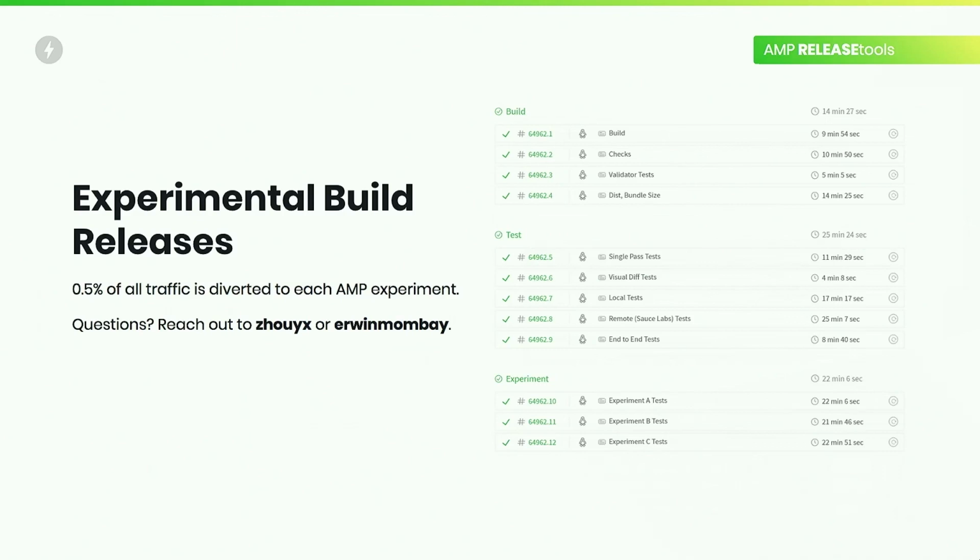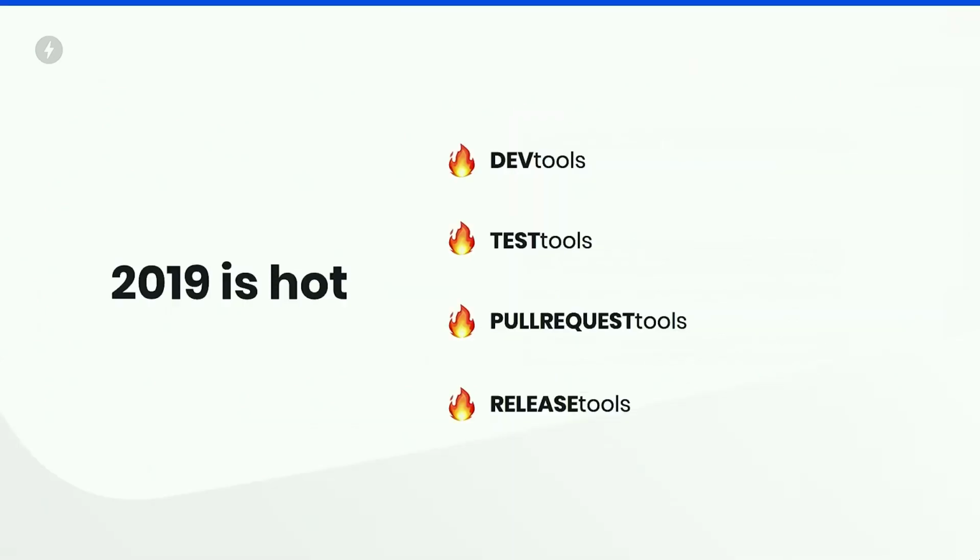So experimental build releases are something that are really new. And I'm not sure if you've noticed this, but for every master build on Travis, we added a new stage called experiment. We run up to 3 experiments max that we divert some traffic to for a small portion of time. It's an entirely different experimental binary, and it's really new. So if you are interested in running your own experiment, reach out to Yutron or Erwin. And that is it.